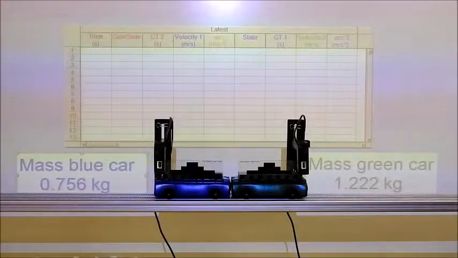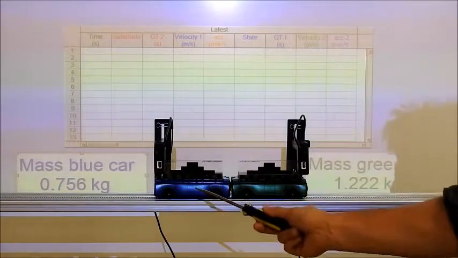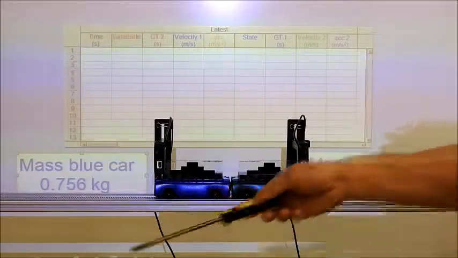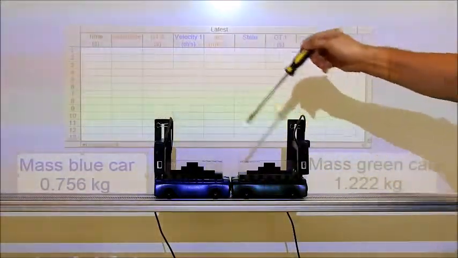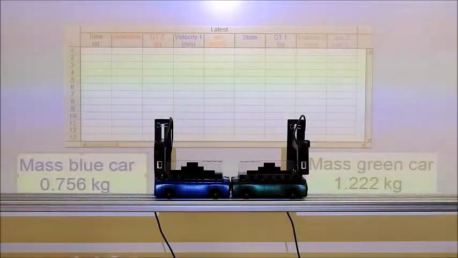Okay, this is trial 1, explosion, verification of conservation of momentum. We got the blue car over here with a mass of 0.756 kilograms. We've got the green car over here with a mass of 1.22 kilograms.